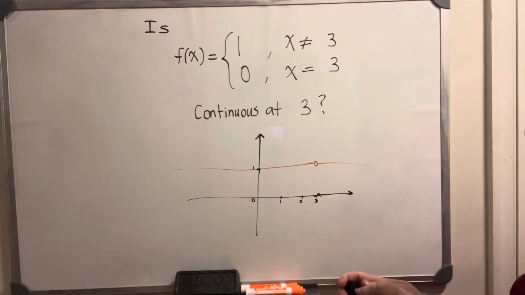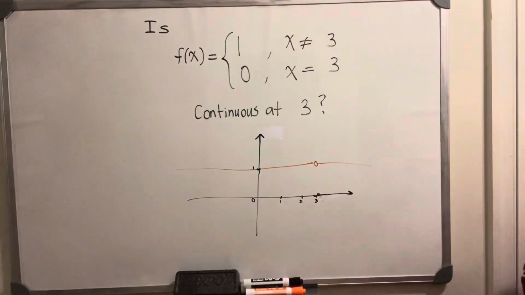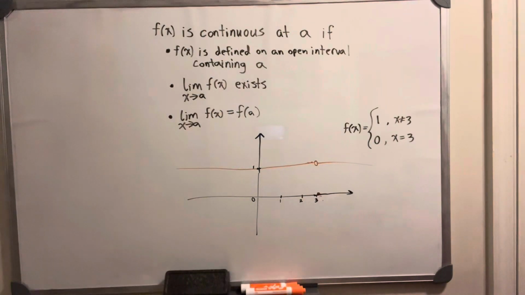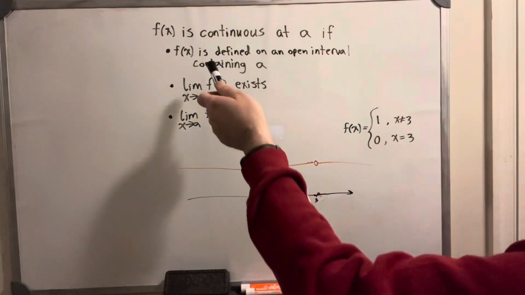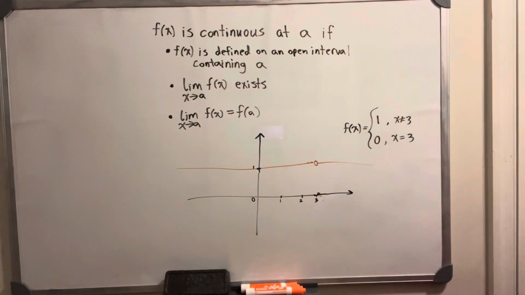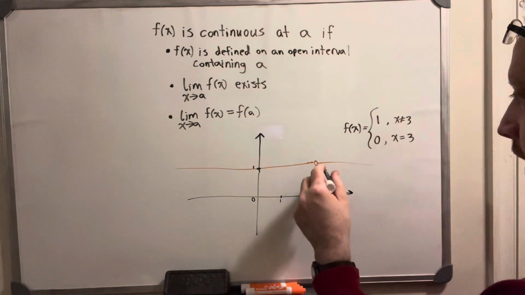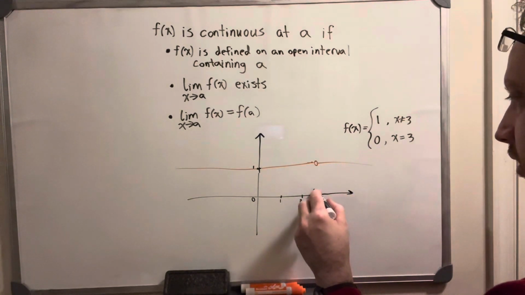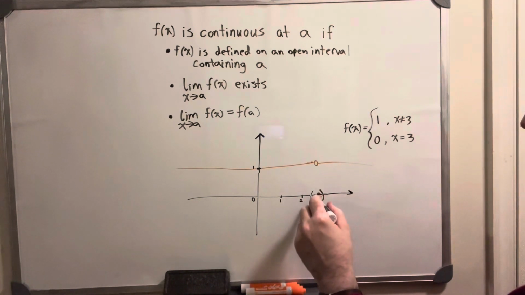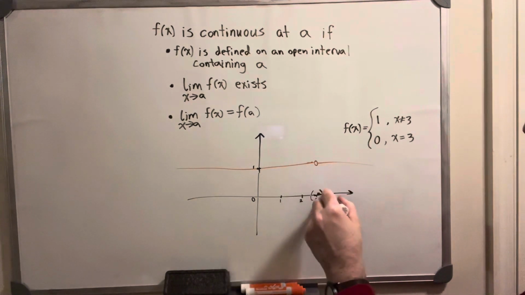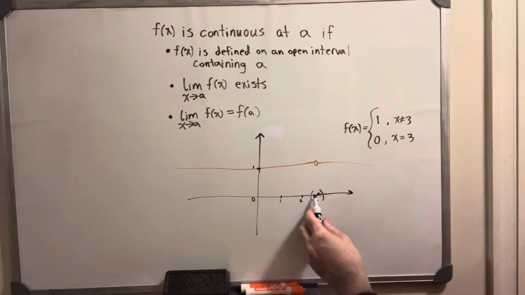So what is the definition of continuous? Here's a standard statement of the definition of continuous at some value, say a. f of x is continuous at a if these three things hold. Is it defined on an open interval containing a? So is there an open interval around 3 so that the function has a value for every value of x in this open interval?